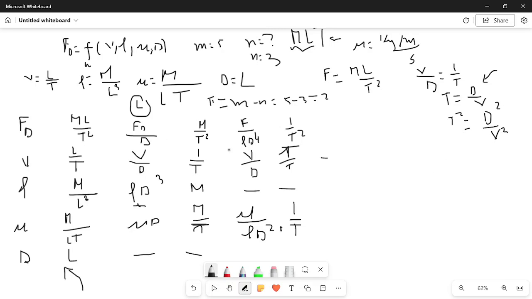Now, I will do the same thing. I will start with the first one. Do you agree that if I want to cancel t, I need to multiply by t square? So the multiplication will also be done on both sides.